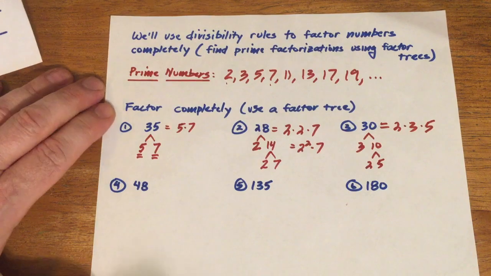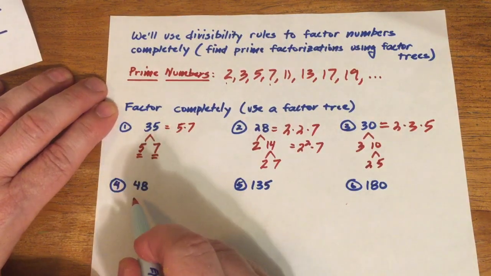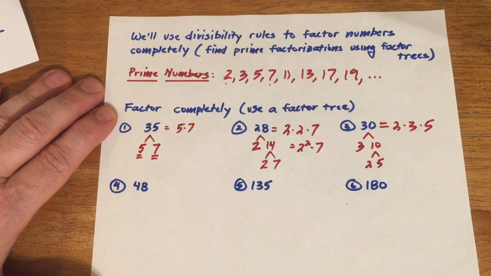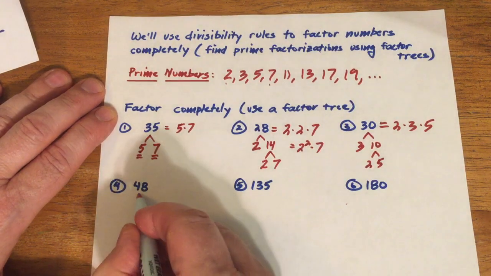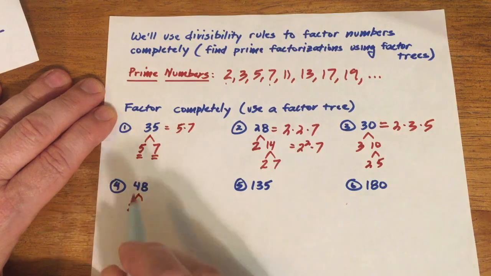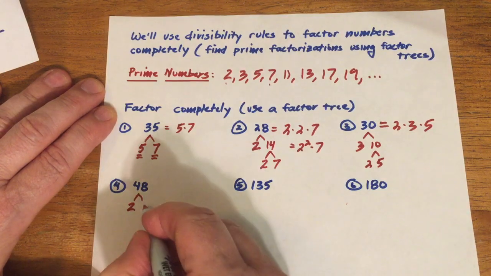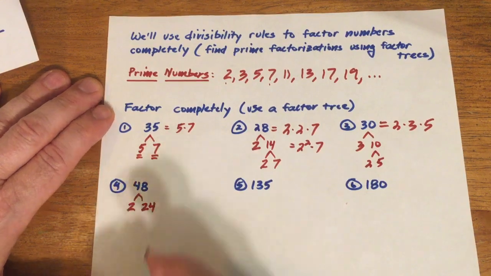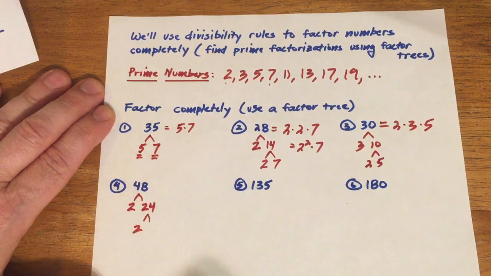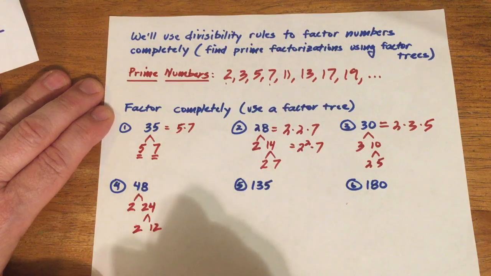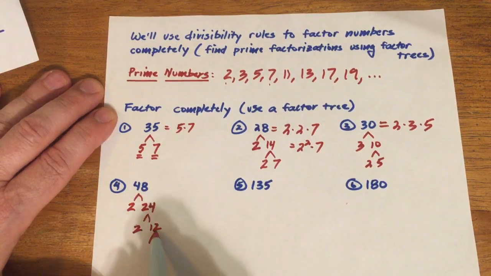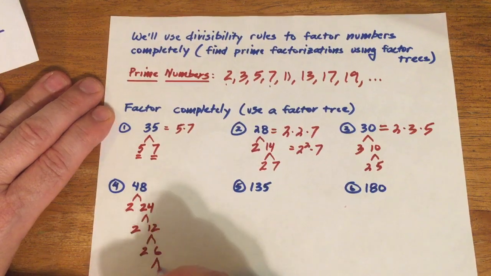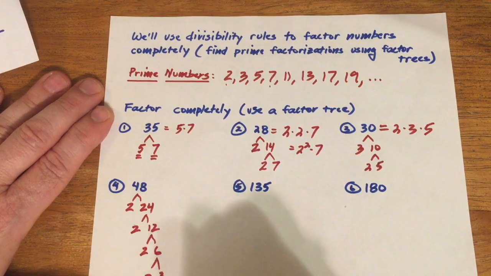Okay, let's take a look at problem number 4. Here we have 48. Well, if we think back to our divisibility rules, one thing that we know is it ends in an 8, so 2 is going to go in. And 48 divided by 2 gives us 24. 24 ends in a 4. That's even, so 2 is going to go in. 2 times 12. 12 ends in an even, so we know 2 goes in, 2 times 6. And 6 gives us 2 times 3.